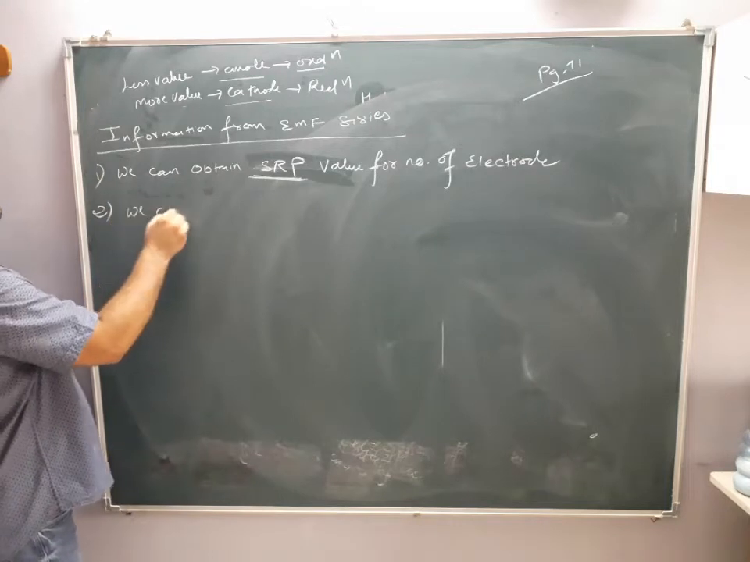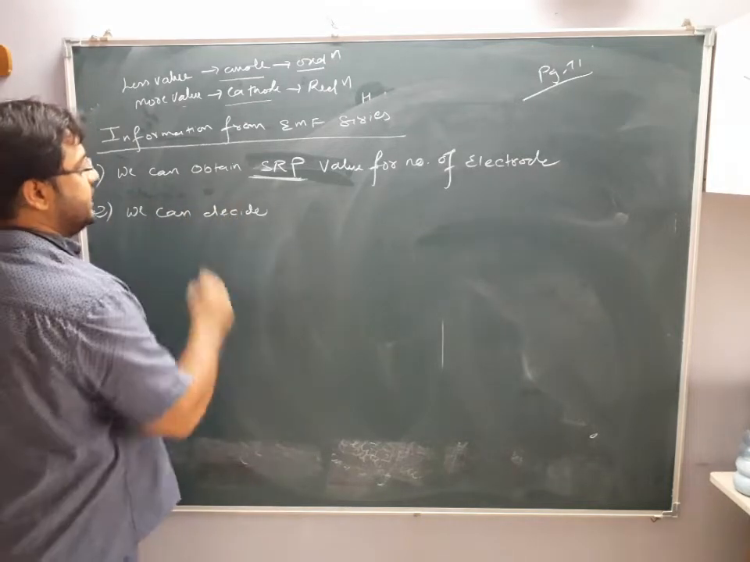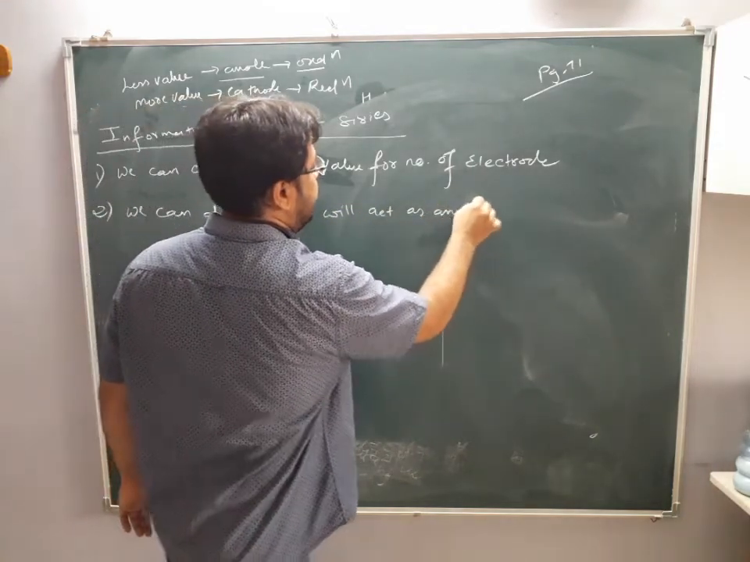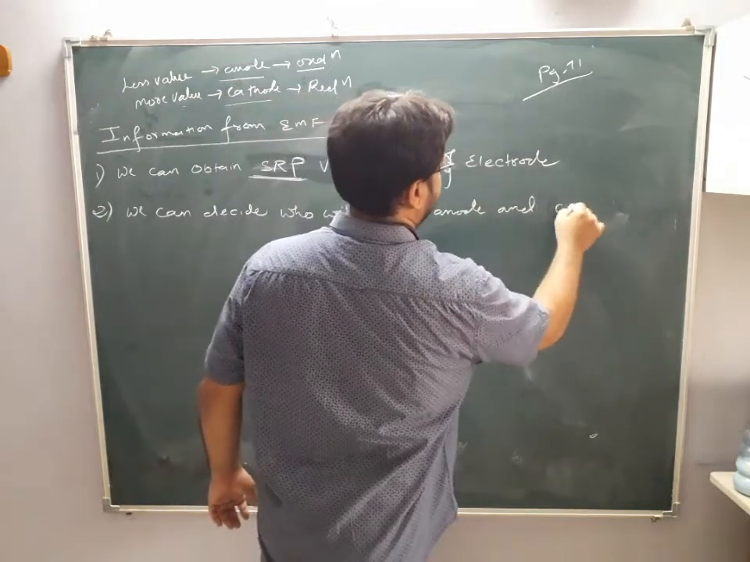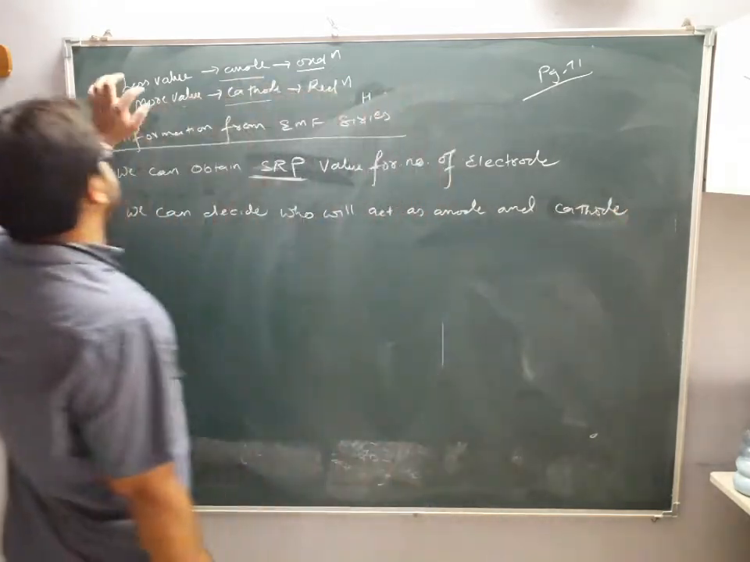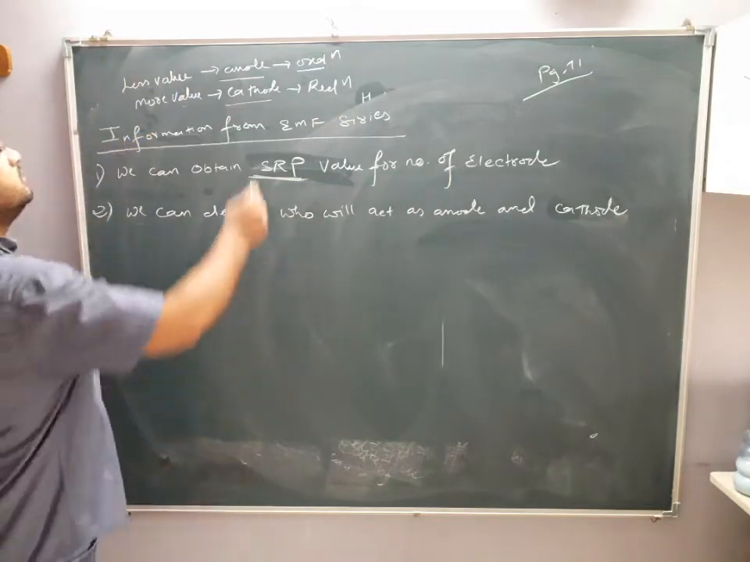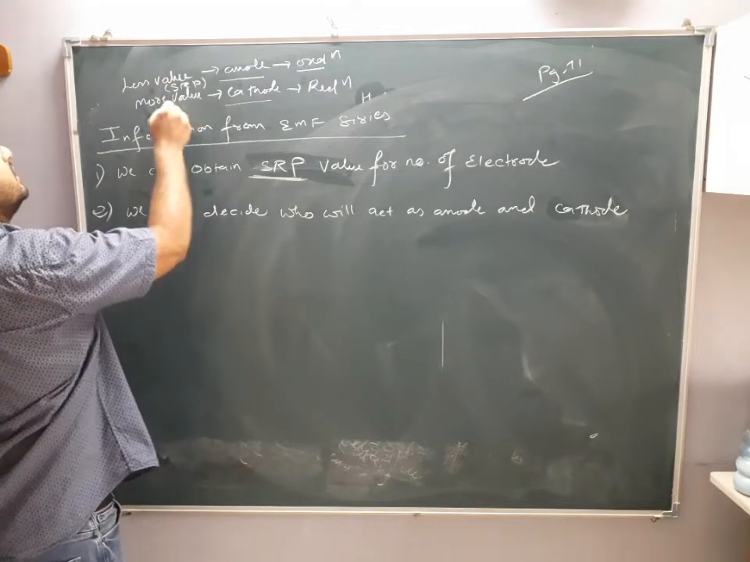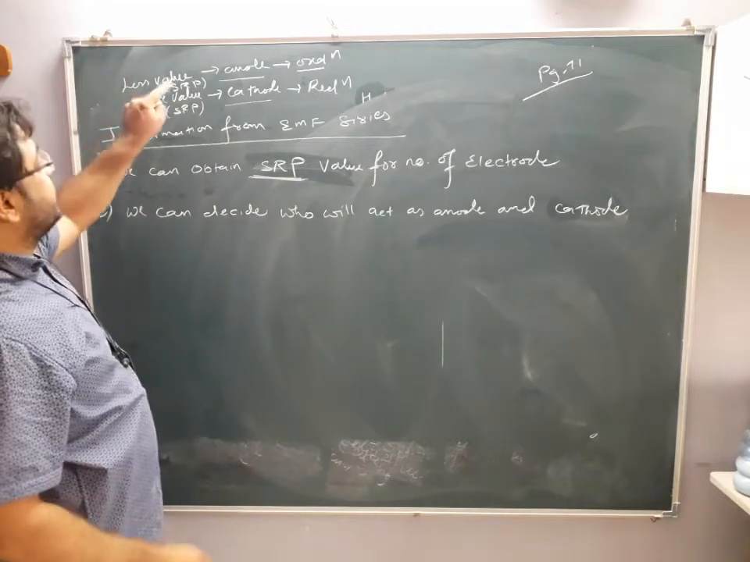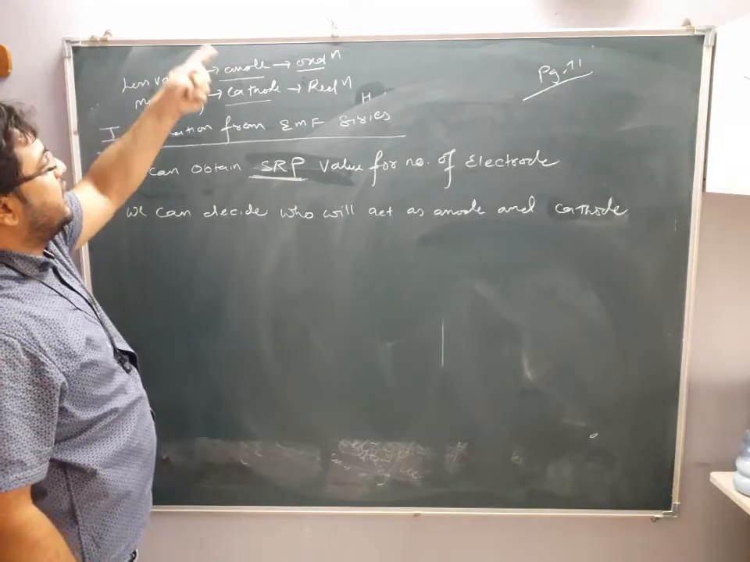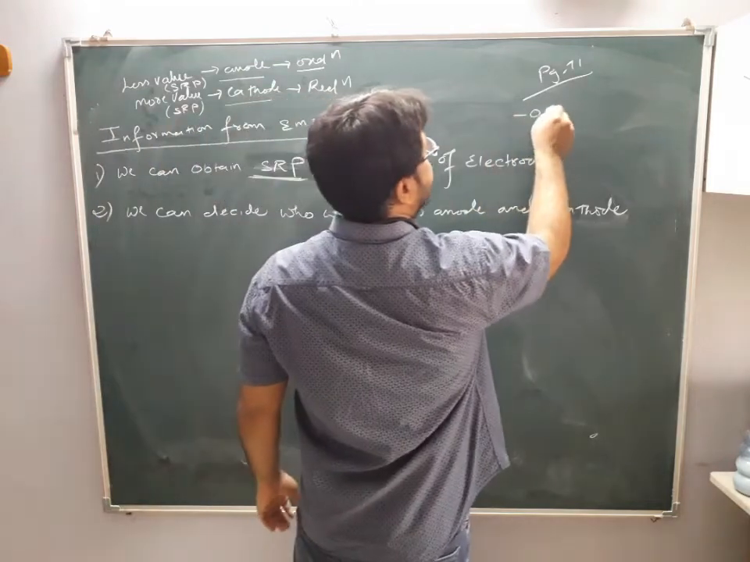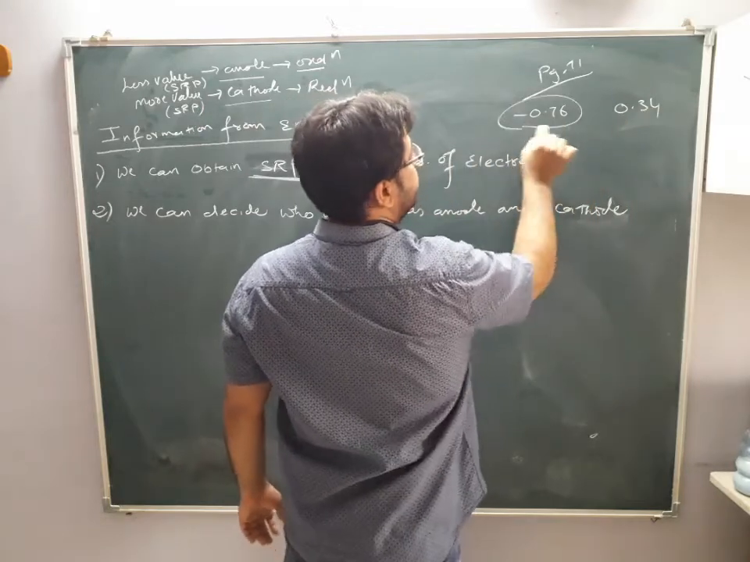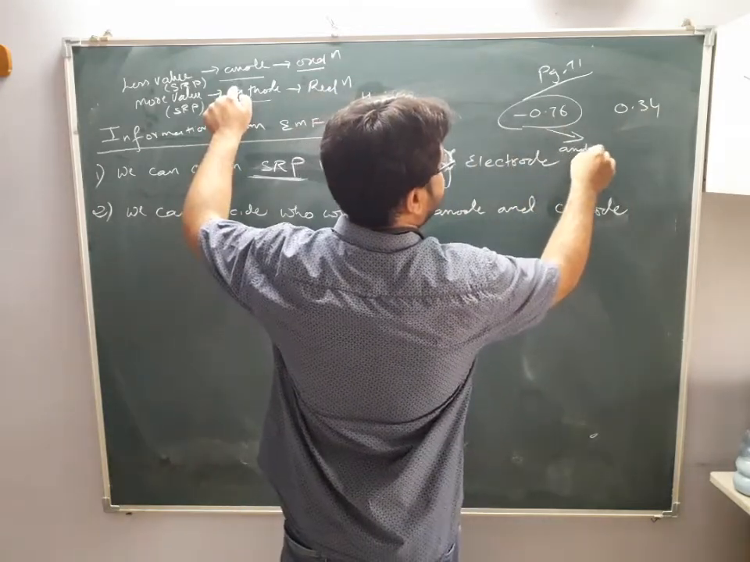Next, we can decide who will act as anode and cathode. Yes or no? And I gave you the shortcut. What was the shortcut? Lesser value SRP, anode. Lesser the value SRP, this all value means which value? SRP value. Okay? So lesser the value of SRP, they will act as anode, oxidation. I have here minus 0.76 and one value is 0.34. Who is less? In these two, this is less. Means this will act as anode. And this will act as a cathode.